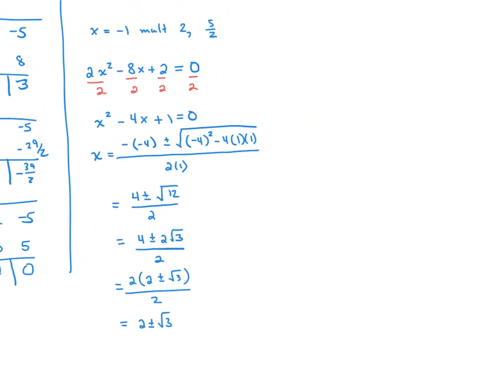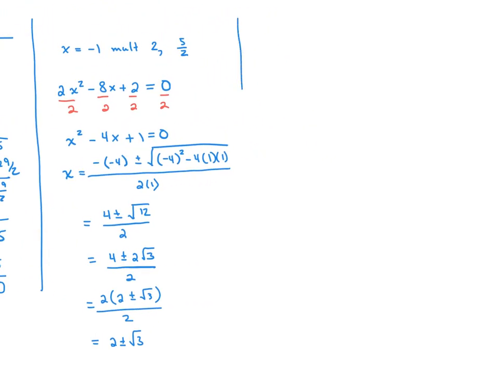So let's take inventory and state all of our zeros now. So we have x equals negative 1, multiplicity 2, 5 halves, and now we have 2 plus or minus the square root of 3. Notice there are 2 solutions there. We have 2 plus the square root of 3 and 2 minus the square root of 3. So we have 1, 2, 3, 4 solutions. If we count multiplicity, then there's our 5th.